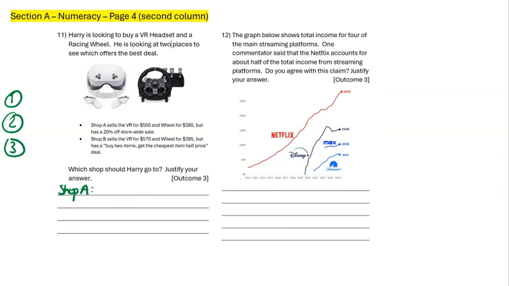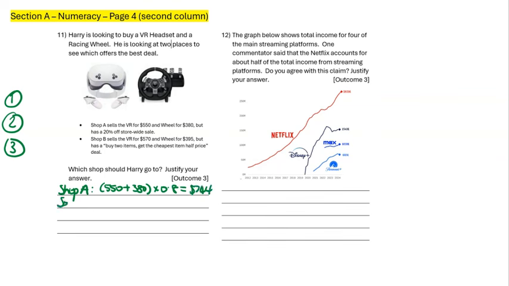So Shop A, we know it's going to be these 2 numbers here, 550 and 380. We're going to add them up to find what the total would be before the sale. So we've got 550, 380, and then once we've done that, we're going to times it by 0.8. And remember, 0.8 is like 100% minusing the 20%. So it's the 80% remaining that you've got to pay. And when I plugged that into my calculator, I got $744.